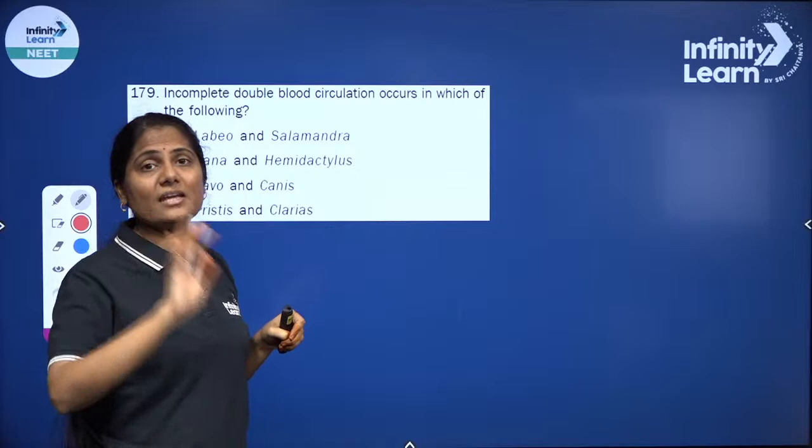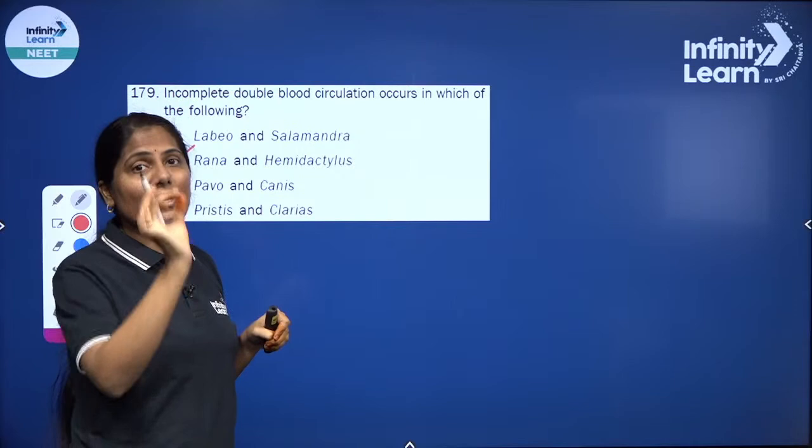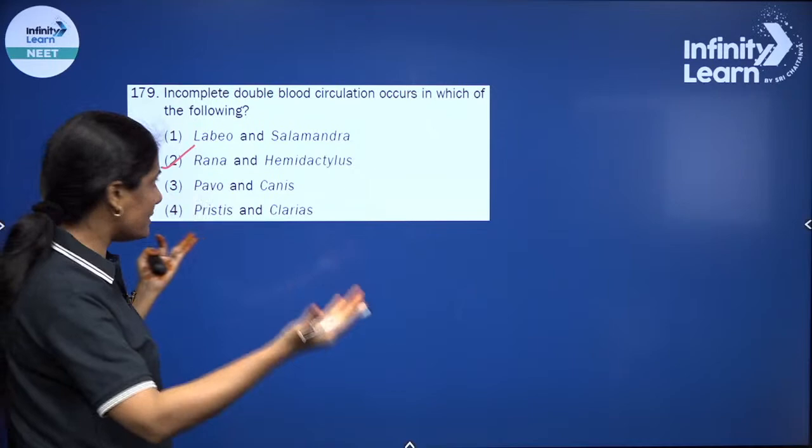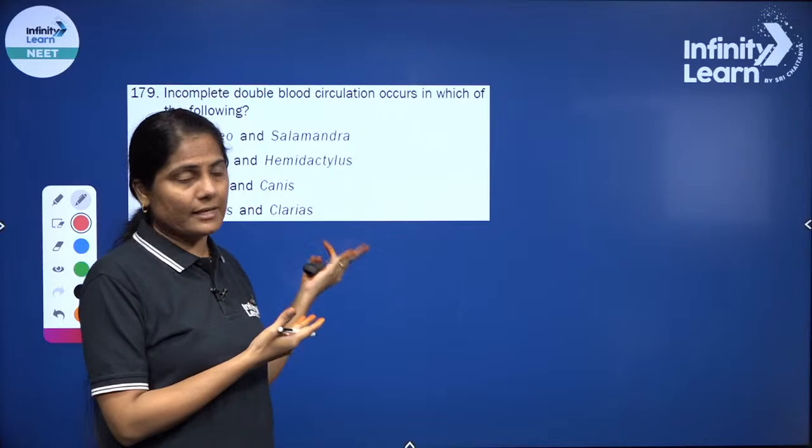They have a 3-chambered heart. Although in reptiles there is an incompletely divided ventricle, although the septum starts. So that's where we'll find incomplete double circulation. Complete double will be in the birds, Aves, as well as in the mammals, right? Single circulation is found in the Pisces, like the Labeo or the Pristis, the shark that we're talking about.